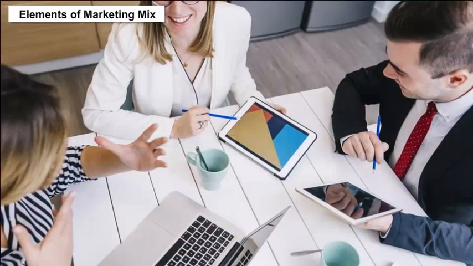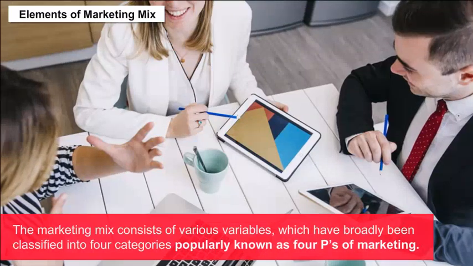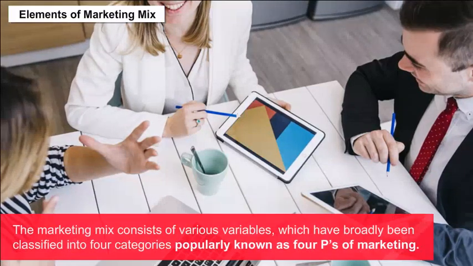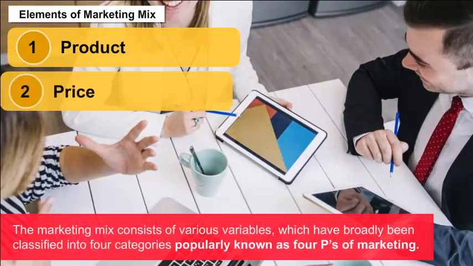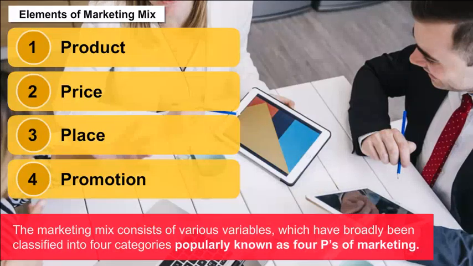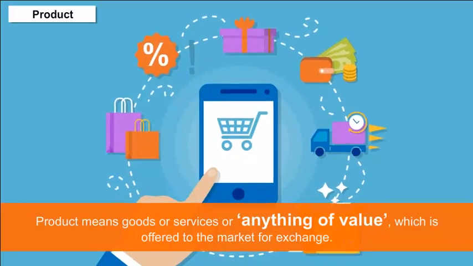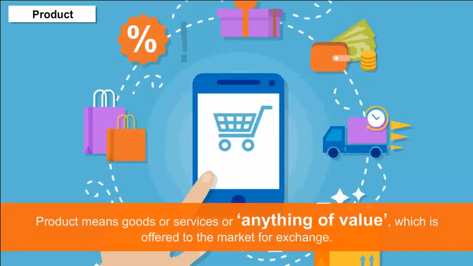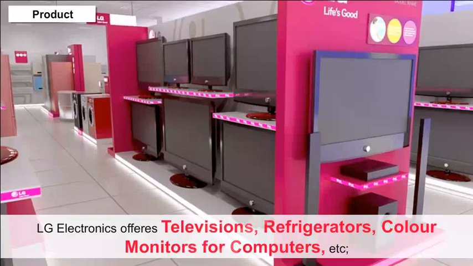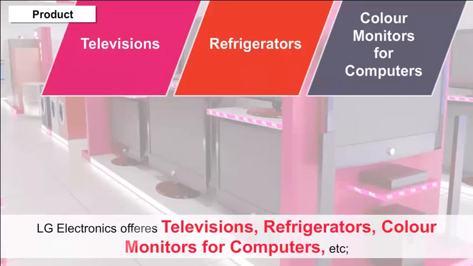Elements of marketing mix. The marketing mix consists of various variables which have been broadly classified into four categories, popularly known as the four P's of marketing. These are 1. Product, 2. Price, 3. Place, and 4. Promotion, and are discussed as follows. Product. Product means goods or services or anything of value which is offered to the market for exchange. For example, LG Electronics offers televisions, refrigerators, color monitors for computers, etc.